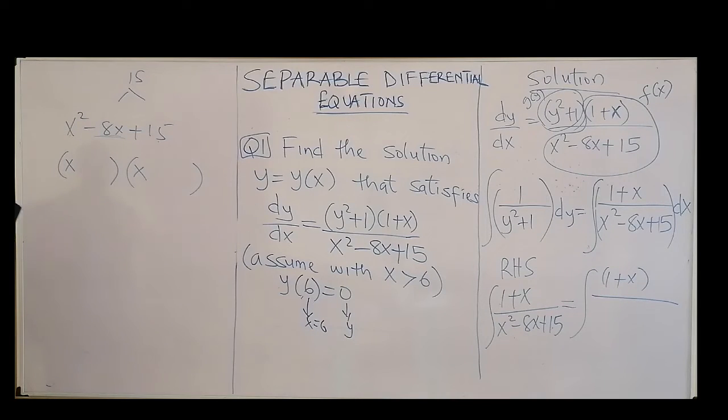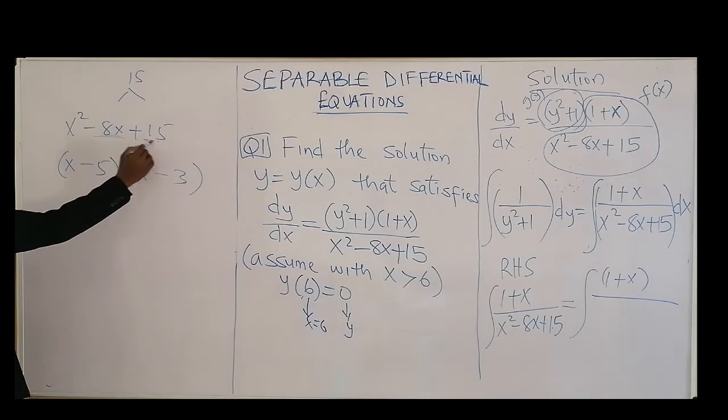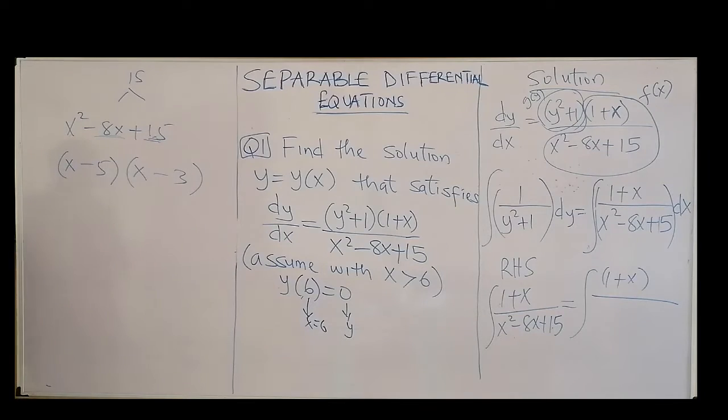So how do we use 3 and 5 to get minus 8? That would be minus 5 and minus 3. And when you multiply those two factors, minus 5 and minus 3, it will give you back your plus 15. So that one is done.